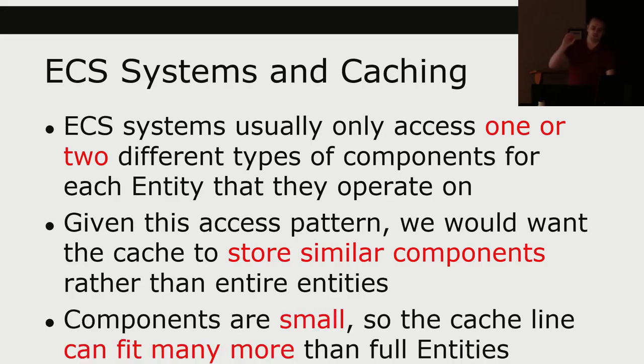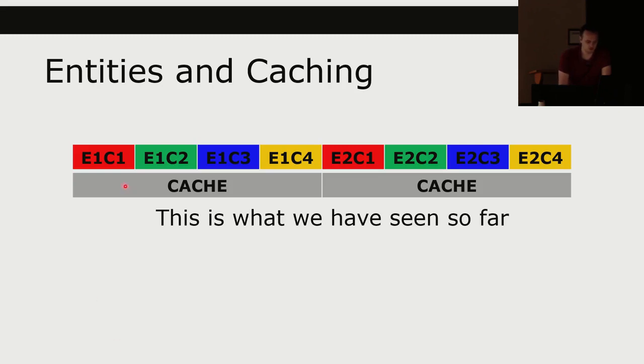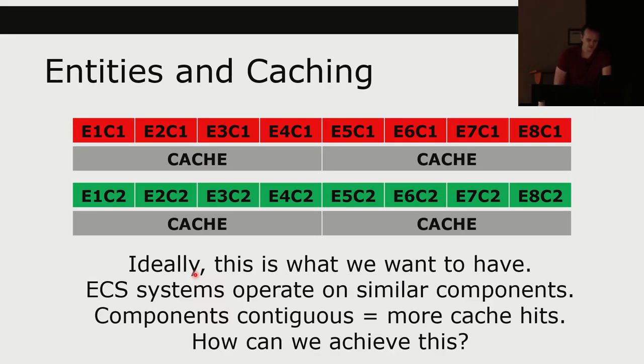Components are small. We can fit many, many more components in the cache line than we can full entities. So this is what we just saw, where the cache contains all the components of a single entity, but probably this is what we would want to have, where we have one cache lookup, and in the cache are a bunch of different components. We would want component 1 of entity 1, component 1 of entity 2, component 1 of entity 3. So this would be the transform of the first one, the transform of the second one, the transform of the third one. This is what we would want.